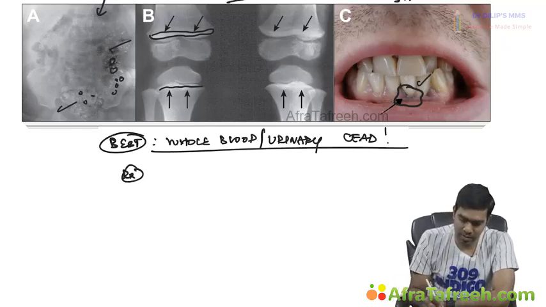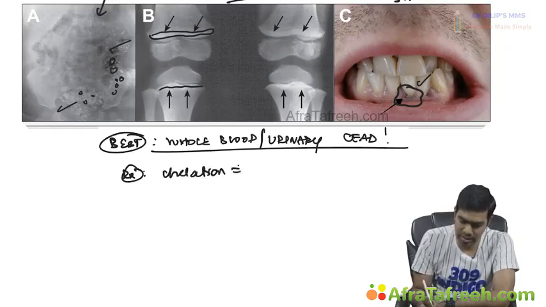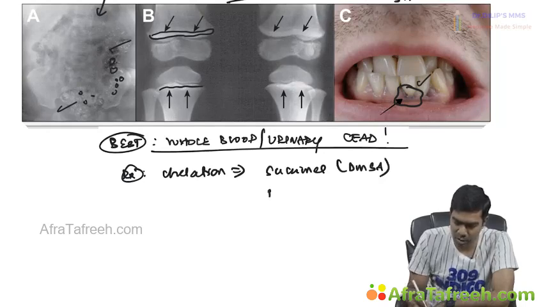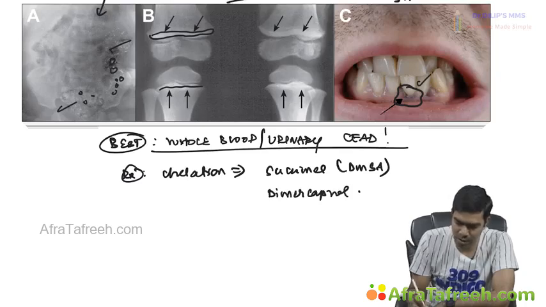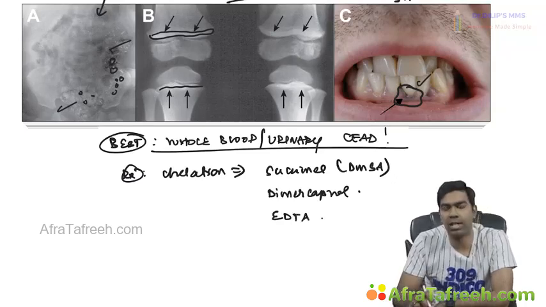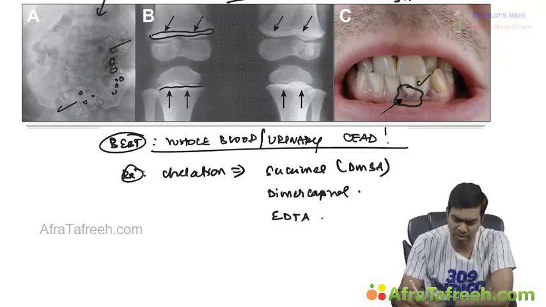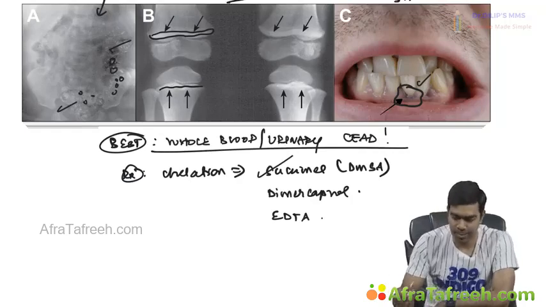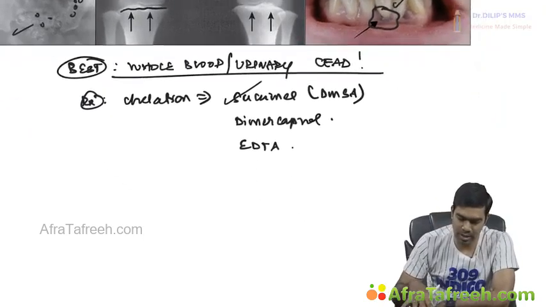Treatment-wise, we are going to do chelation. That's a very important thing. Chelation for lead therapy is better done with Succimer, called DMSA, or you can do it with dimercaprol, or even with EDTA, that's called ethylene diamine tetraacetic acid. You can do any of these, but we usually prefer Succimer. So any of these three things you can use.